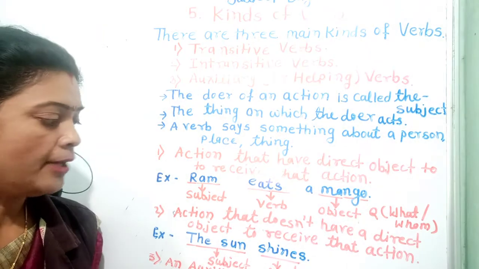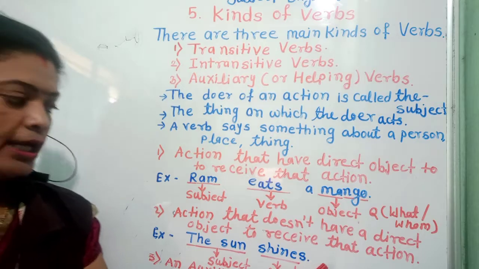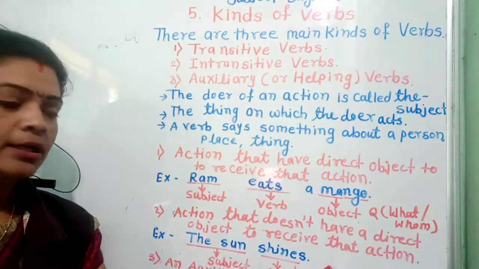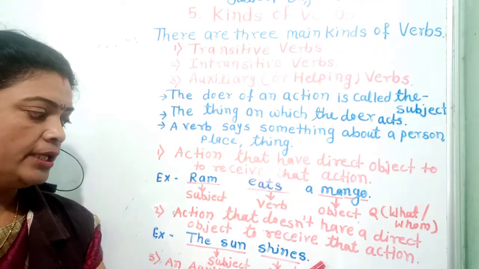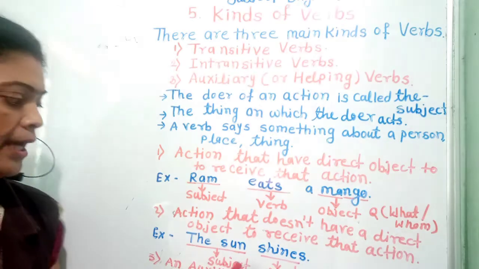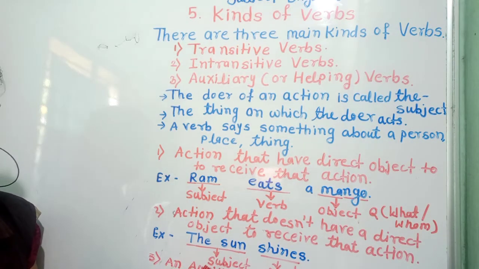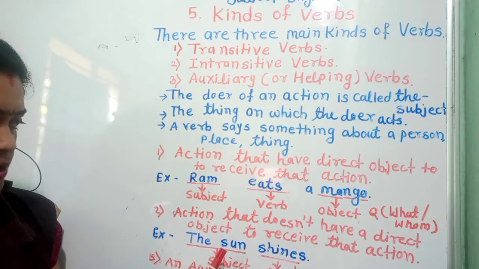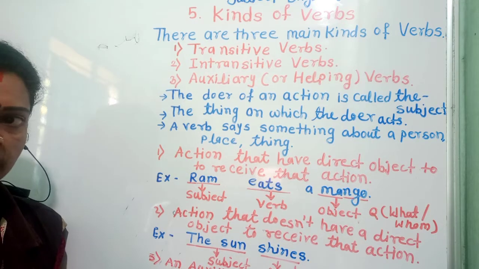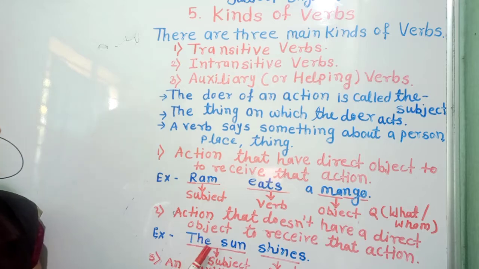Shines is called the verb. Here there is not given any object. So we don't need any object in this sentence. So it is called an intransitive verb. It does not need any object to receive that action. Then it is called intransitive verbs.